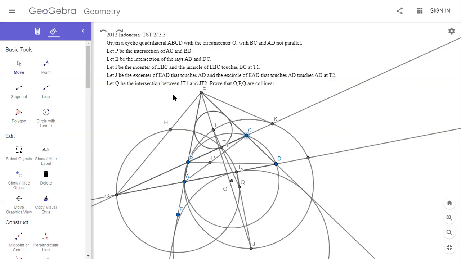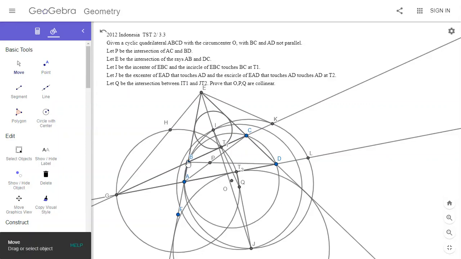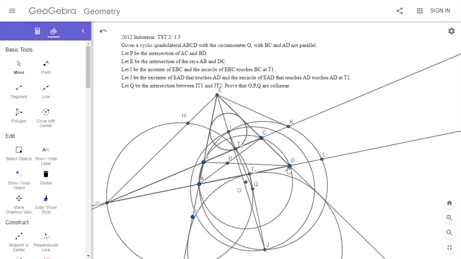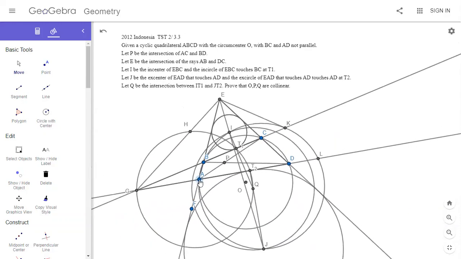We still want to show O, P, and Q are collinear. I'm trying to use Brianchon's theorem. So let's see, is Q the center of some circle? I don't think QI is equal to QJ, but maybe. Oh, QI I think is equal to QJ. I'm just finding random things, right? Isn't this what makes geometry so fun? QI is equal to QJ.